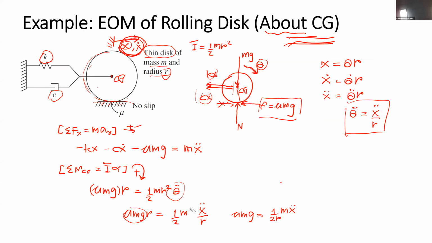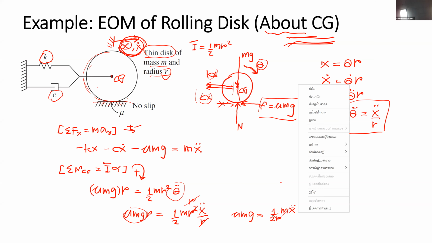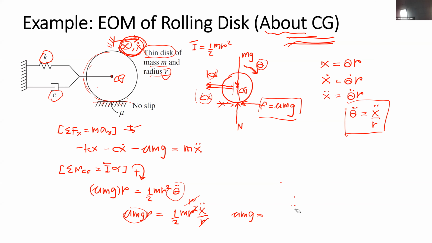So we're going to have r on the right hand side and r on the left hand side. So finally, mu mg is equal to 1/2 of m x double dot.